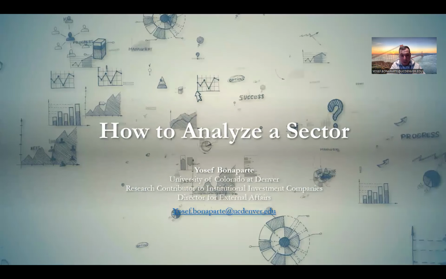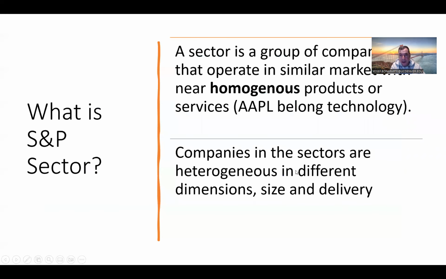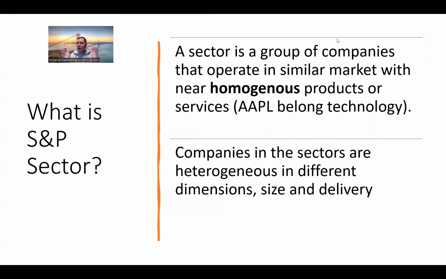How to analyze a sector. In the S&P, there are 11 sectors. Here are the names. Every sector has a ticker. But first of all, what is a sector? A sector is a group of companies who operate in a similar market or field.